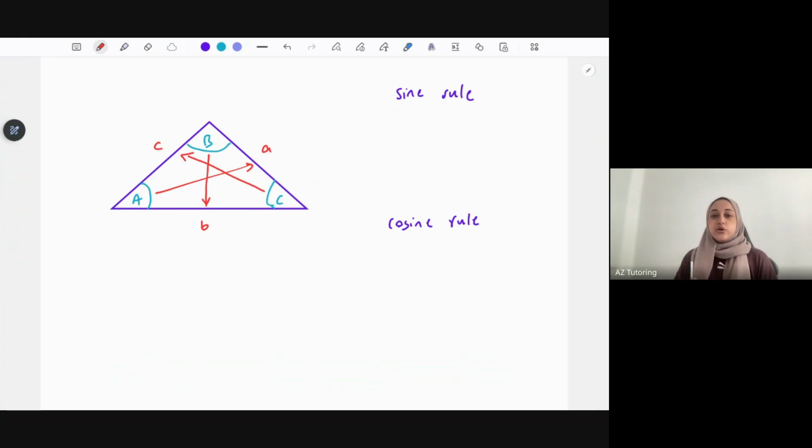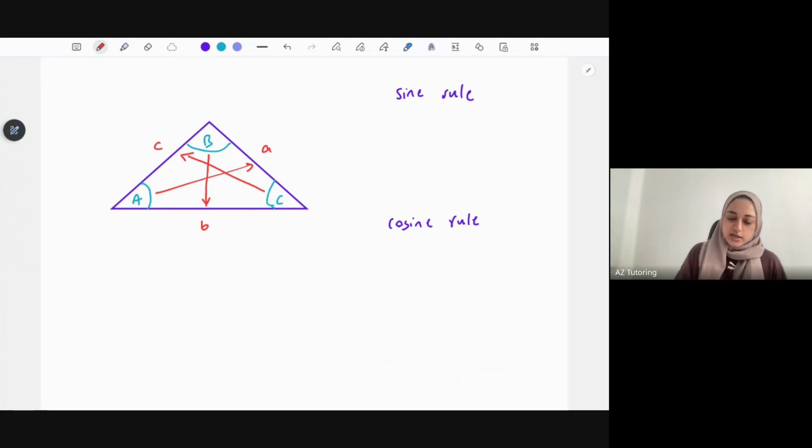So in the sine rule and cosine rule, the lowercase letters represent lengths and the capital letters represent angles. And remember, whenever you've got sine, cos, or tan, you can only put an angle next to it. There's no such thing as doing sine of a length, for example. It is always of an angle.